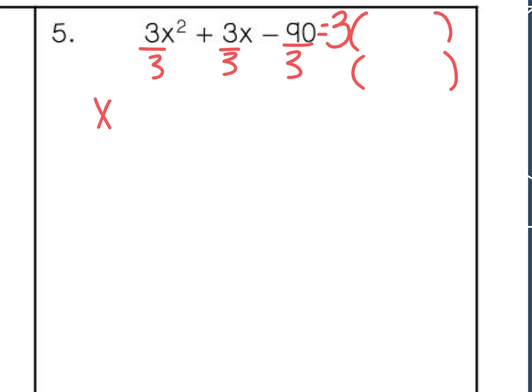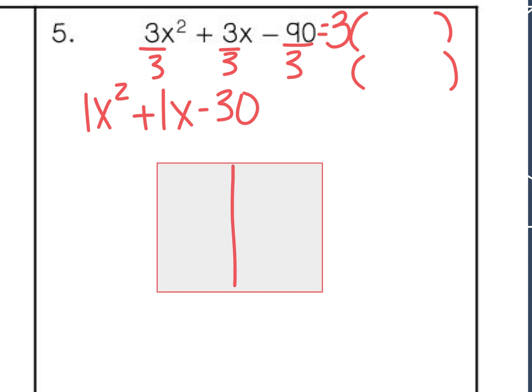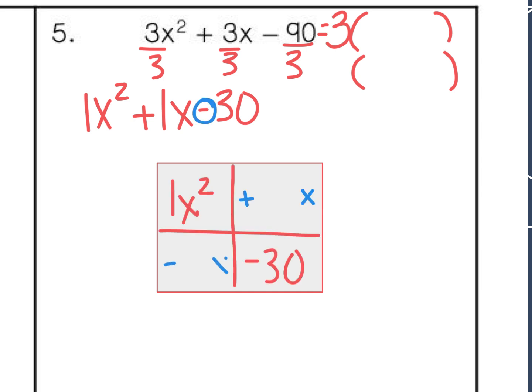Okay, then we can simplify, right? 1x squared plus 1x minus 30. Now we're going to draw our box. Set it up. So now it's nice because it's like what we did yesterday, right? 1x squared minus 30. I do want you to notice that this C value is negative. How do we get a negative when we multiply? One has to be what? One is positive and one is negative.